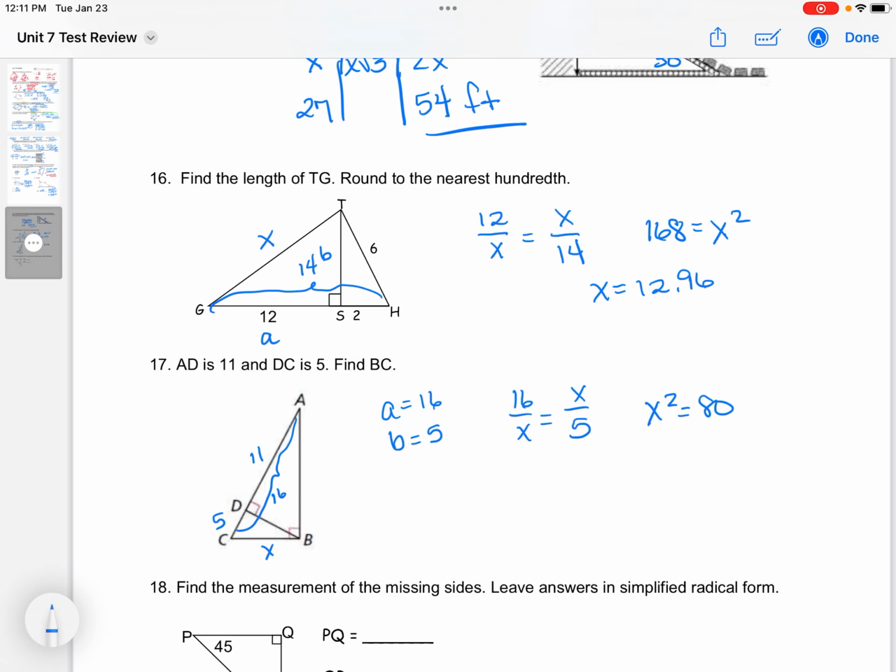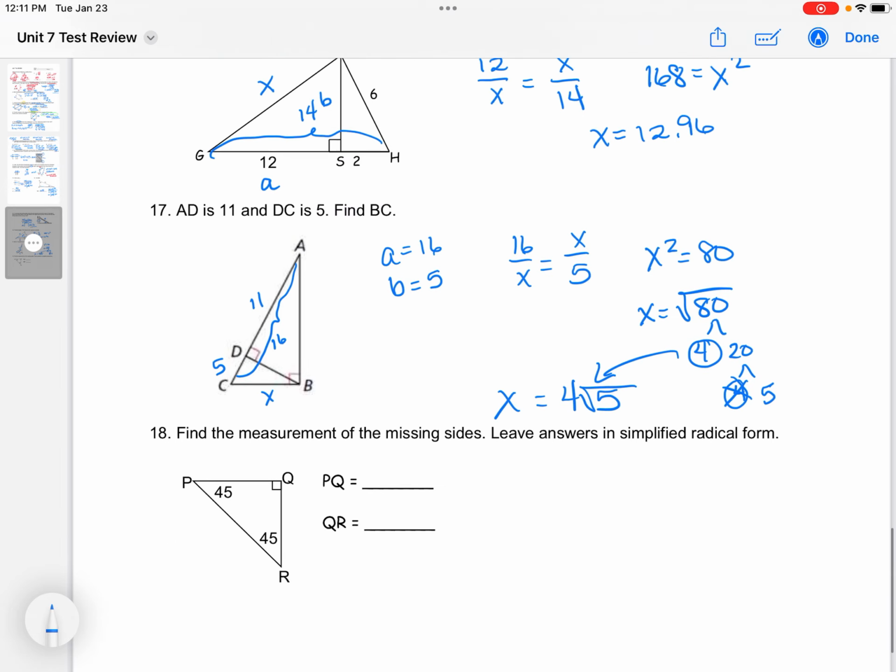And it doesn't say round, so we'll leave it in simplified radical form, which means X equals the square root of 80. That's going to be 4 times 20, which is 4 times 5. So since I have two 4s, one of my 4s comes outside, one of my 4s gets crossed out, and the 5 gets left inside. So this is what X equals.